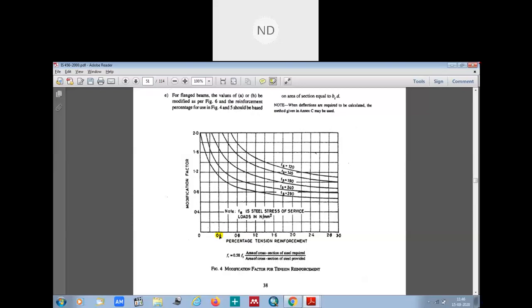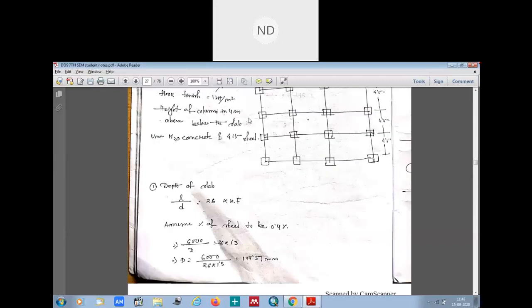Since we are assuming 0.4 percentage of steel, we will assume the steel required to be equal to the steel provided. How much is required, that much we are providing, so this ratio will become 1. So Fs is 0.58 Fy. Now what was our Fy? It was given in the question: use M20 concrete and Fe415 steel. So we know our Fy value, and Fs is equal to 0.58 into Fy.